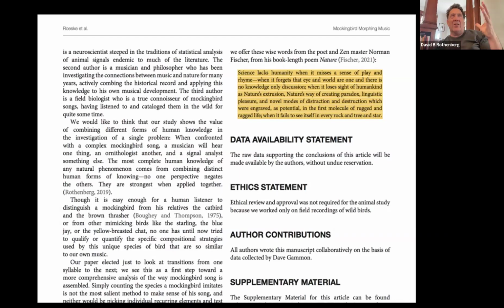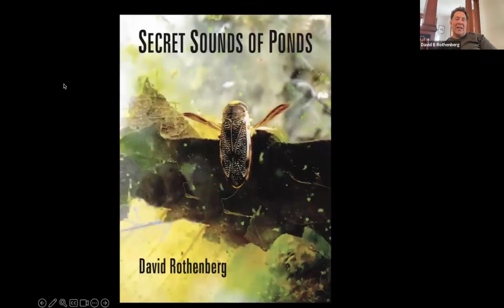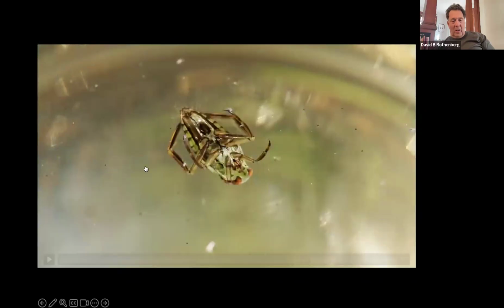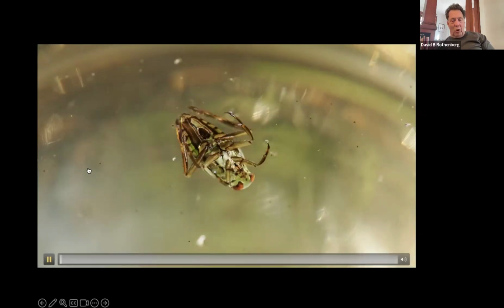So I always think that science sees the world one way, maybe a certain class of ways, musicians in other ways, poets another. You've got to use everything that humans have to make sense of nature and interact with it, which is why I decided to investigate the secret sounds of ponds. Underwater, ponds are making all kinds of cool sounds, and you hear nothing above the water. Often they're made by insects like the water boatman.